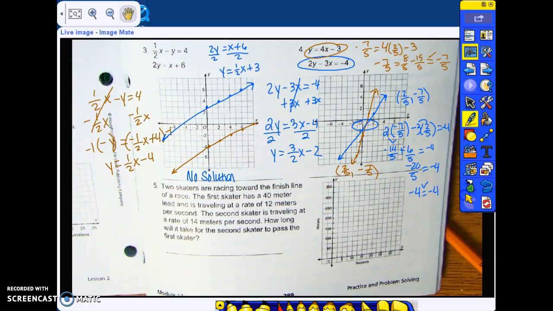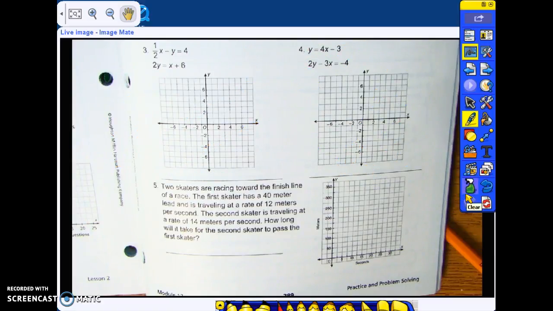And our last problem. Two racers. Our two skaters are racing toward the finish line of a race. The first skater has a 40-meter lead and is traveling at a rate of 12 meters per second. The second skater is traveling at a rate of 14 meters per second. How long will it take for the second skater to pass the first skater?